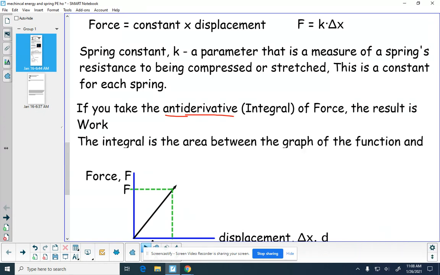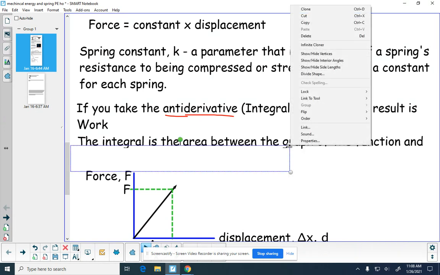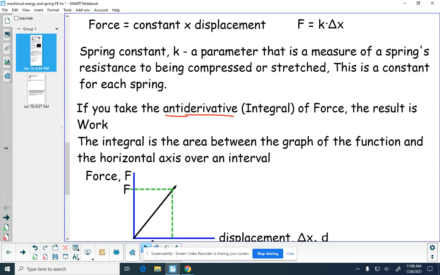The integral also has a second meaning. It is the area between the graph of a function and the horizontal axis over an interval.